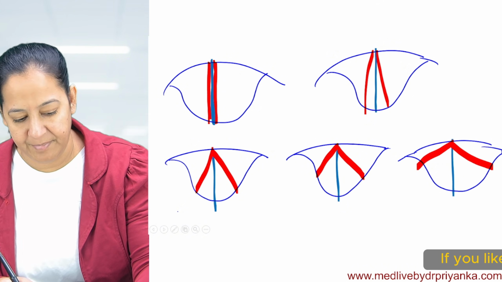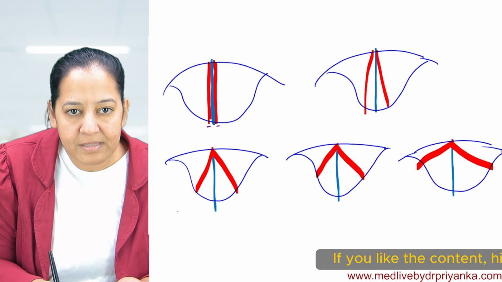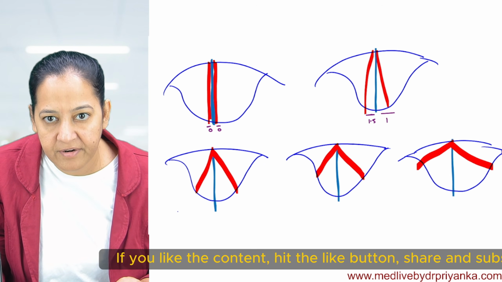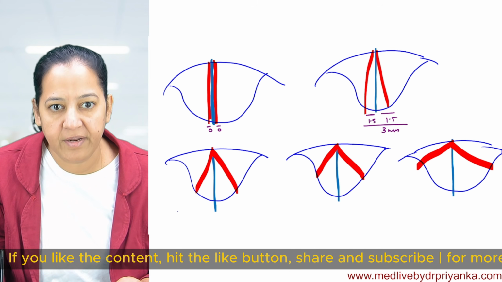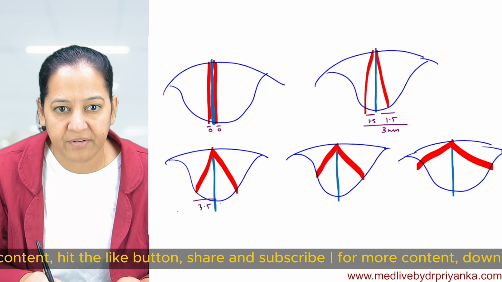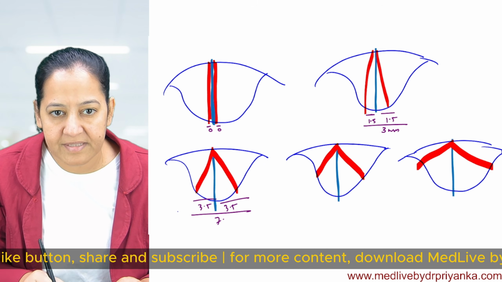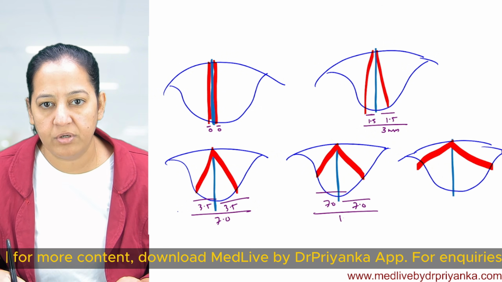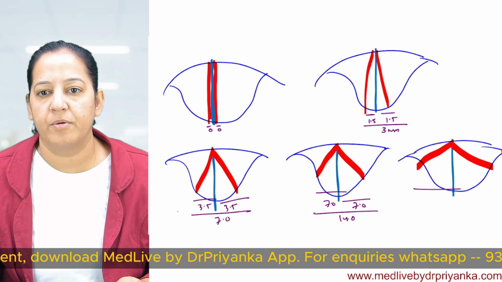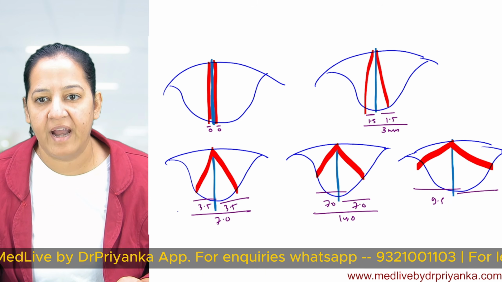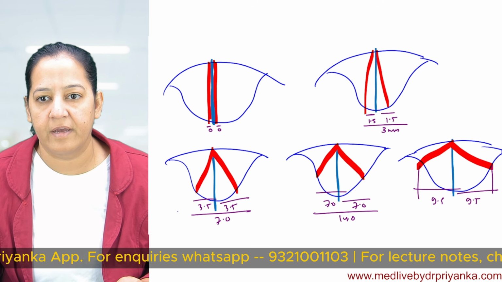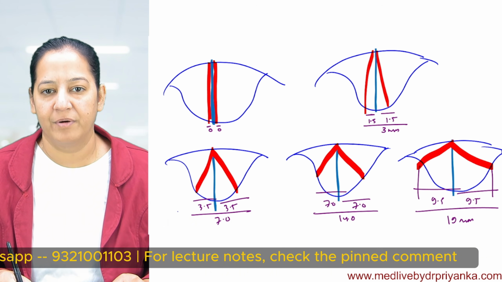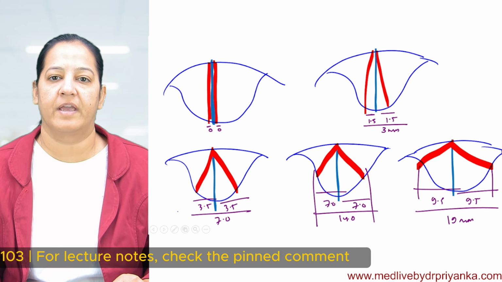So see the 5 positions. Let me write down the distances to understand. Here the distance is 0 plus 0, total 0. This distance is 1.5, 1.5, total 3 millimeter. This distance is 3.5, 3.5, total 7 millimeter. This distance is 7 plus 7, total 14 millimeter. This distance from the center is 9.5 and 9.5, total 19 millimeter. I hope you all got it. I'm talking about the distance between the two vocal cords.